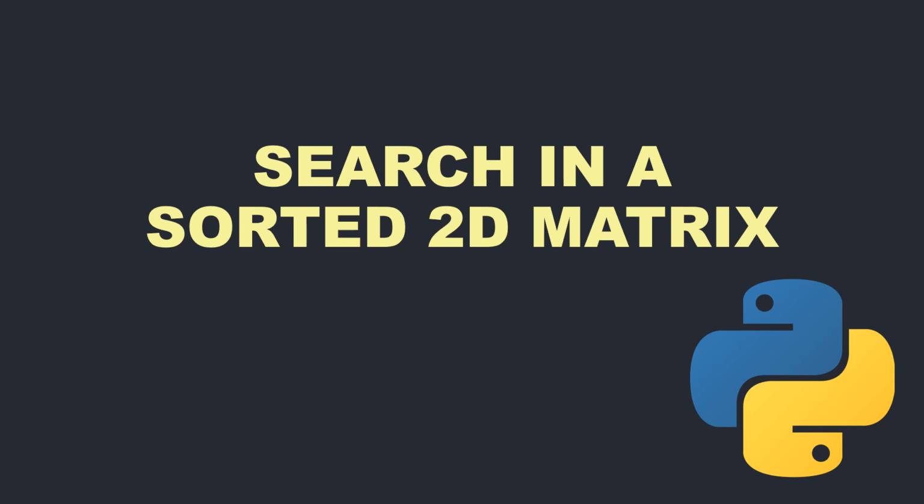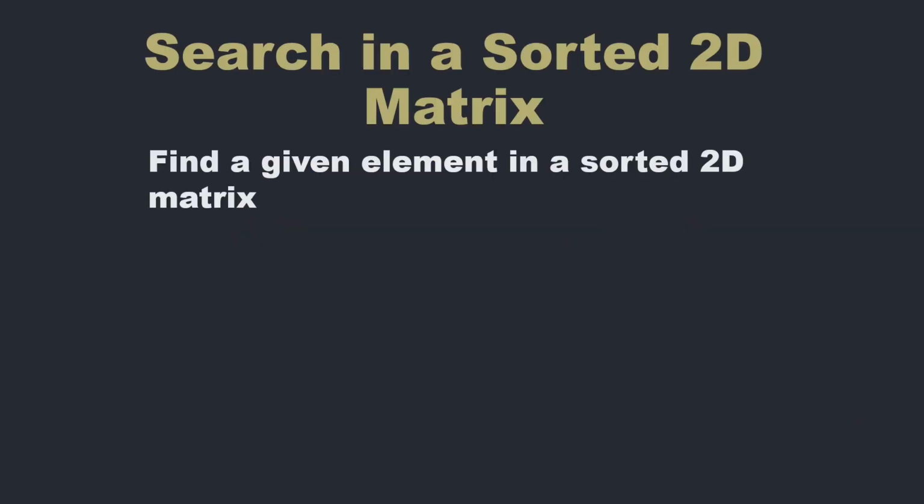Search in a sorted 2D matrix. The problem is to find a given element in a sorted 2D matrix. Let's first understand what is meant by a sorted 2D matrix. We know what a 2D matrix is. A sorted 2D matrix is a matrix that satisfies two conditions.